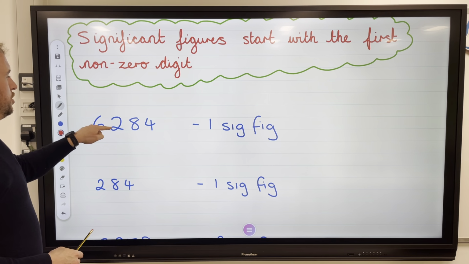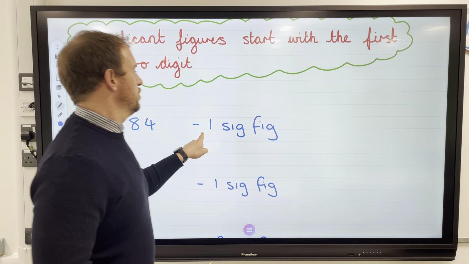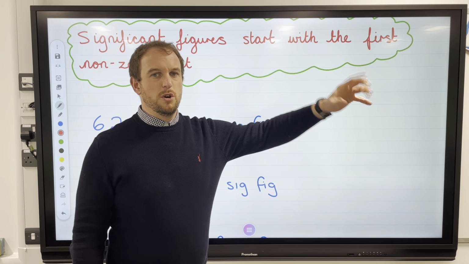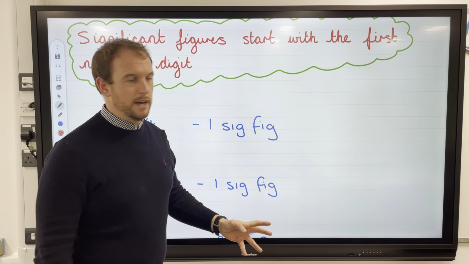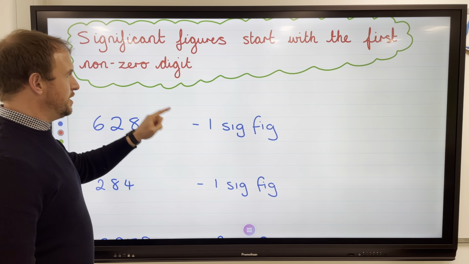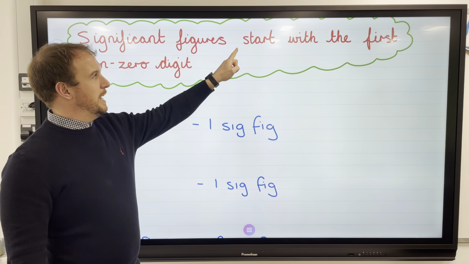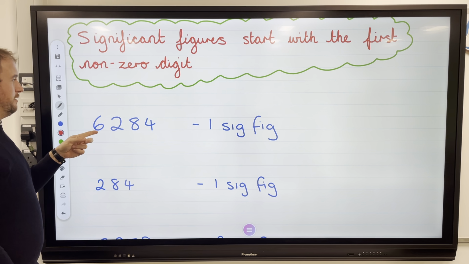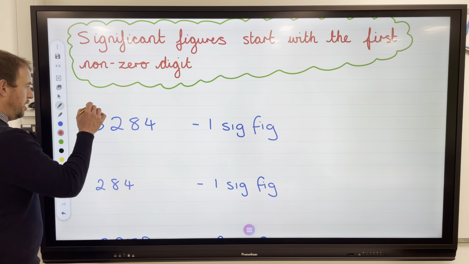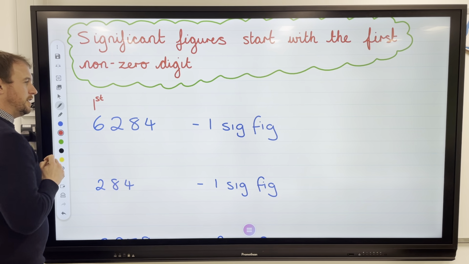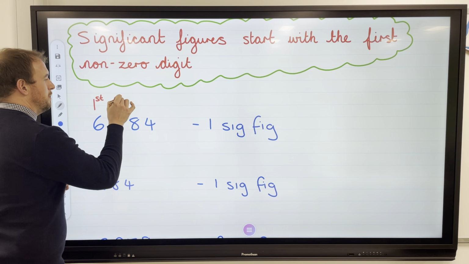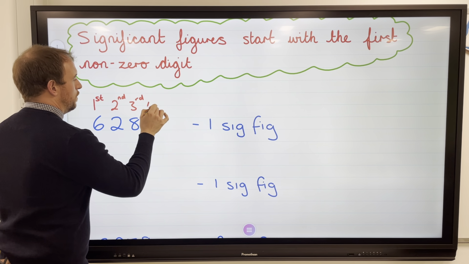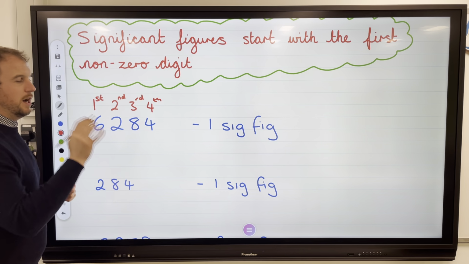So we've got 6,284, and we're going to give this to one sig fig. Significant figures is a lot to write, so just to abbreviate it, you can see I've put sig fig. So the first significant figure starts with the first non-zero. Well, 6 is a non-zero, so that's where it must start. So here, this is my first significant figure, so this one must be my second, 8 would be my third, and then 4 will be my fourth. That's where it starts.